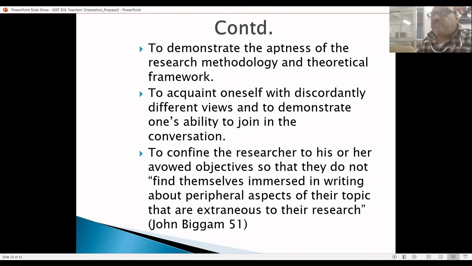And also, if you do good literature review, then you don't stuff your dissertation with unnecessary things. You write only relevant things. You don't bring in extraneous things.